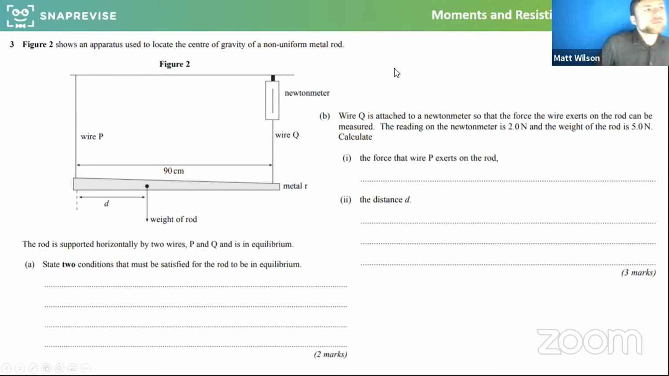So let's have a go at this one. Figure 2 shows an apparatus used to locate the center of gravity of a non-uniform metal rod.